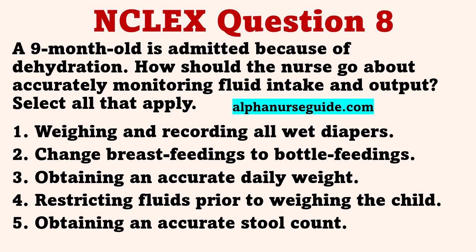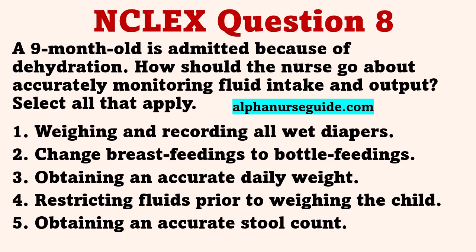A 9-month-old is admitted because of dehydration. How should the nurse go about accurately monitoring fluid intake and output? Select all that apply. 1. Weighing and recording all wet diapers. 2. Change breastfeedings to bottle feedings. 3. Obtaining an accurate daily weight. 4. Restricting fluids prior to weighing the child. 5. Obtaining an accurate stool count.